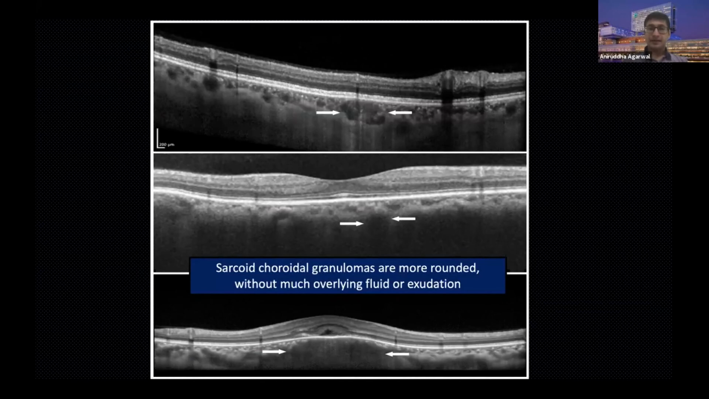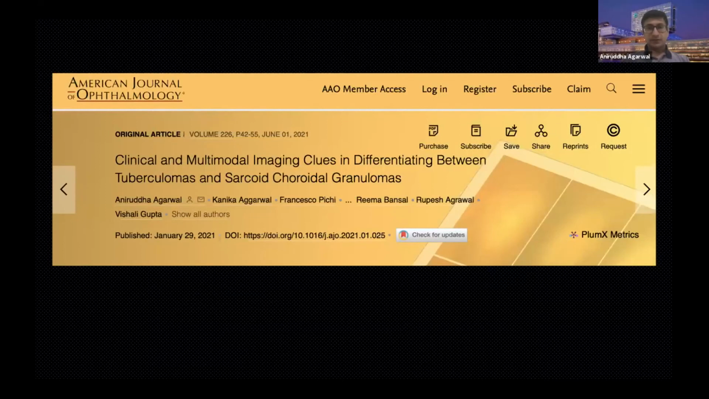Of course, there is one case report of vascularized sarcoid granuloma published by Francesco. So of course, this is not confirmatory, but highly suggestive. And you have to depend on lab tests to rule out TB or sarcoid either way. And this was published in AJO.